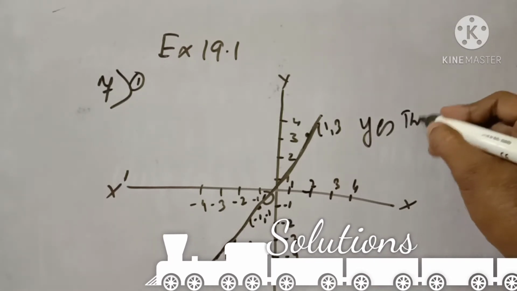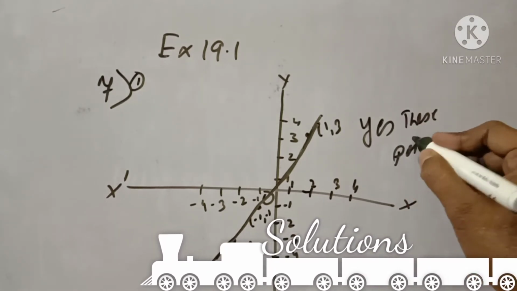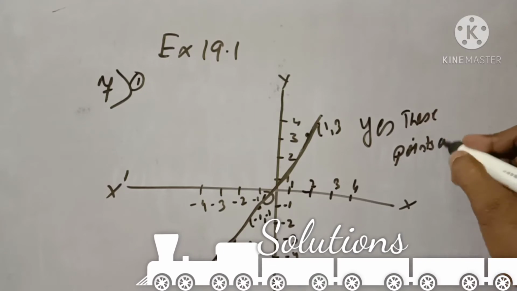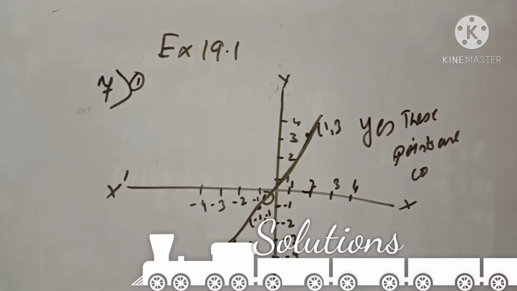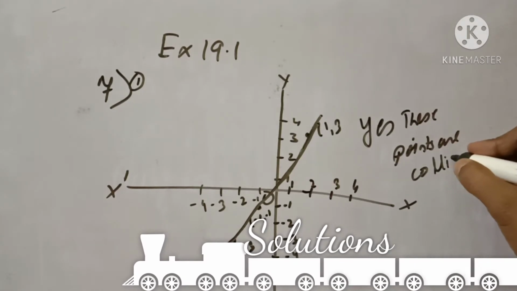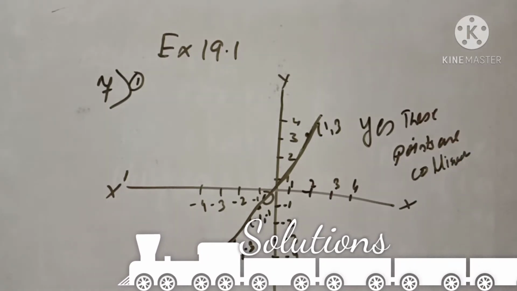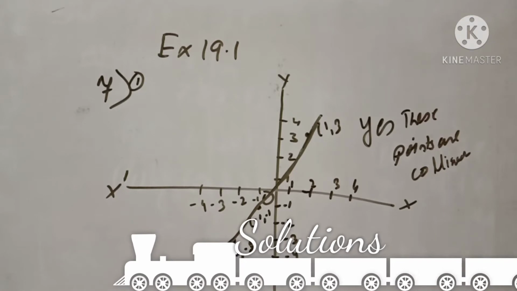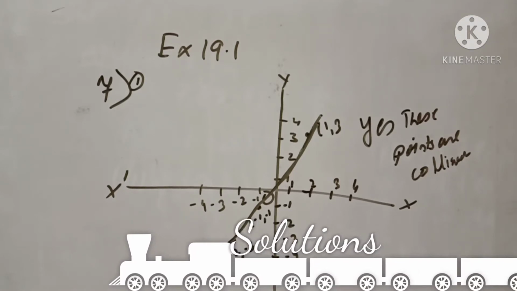Collinear. Write down, please. Now we have to move to exercise 19.